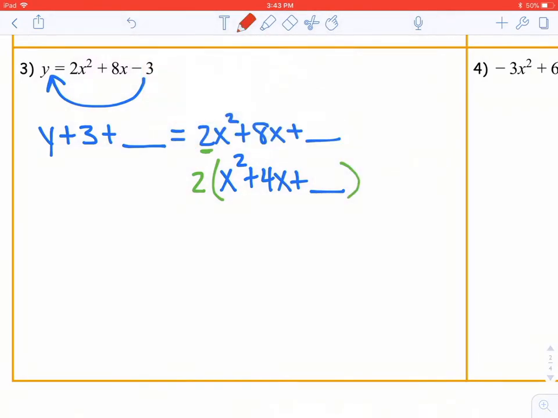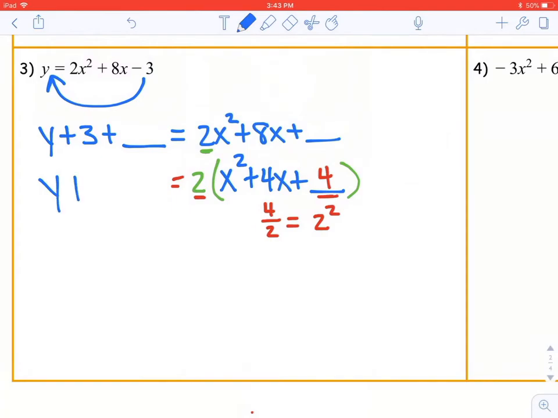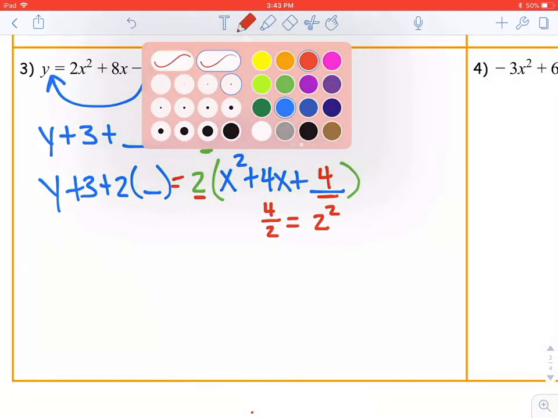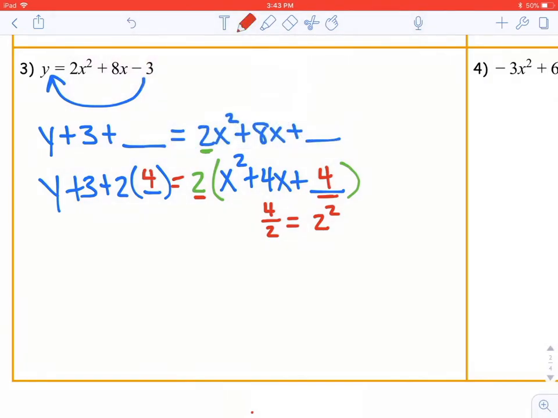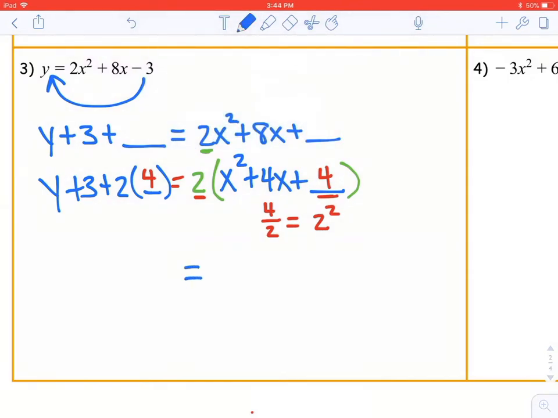So we still take half of b, so half of 4 would be 2, and then 2 squared will be 4. But notice, on this side, we have 2 times 4 is actually the quantity we're adding. So on the other side of our equation, we can't ignore that 2. It mattered. It was part of our problem. So we have 2 times 4 that we really need to add on that other side. So you've got to be careful when you have a number out front. It makes a little bit of a difference in what you do.